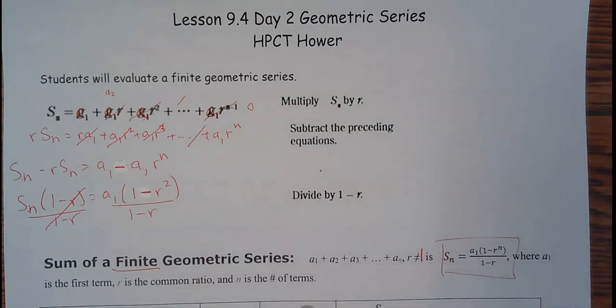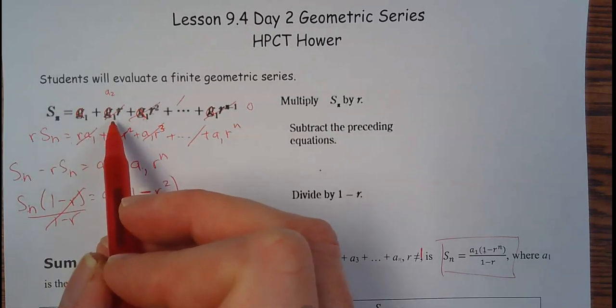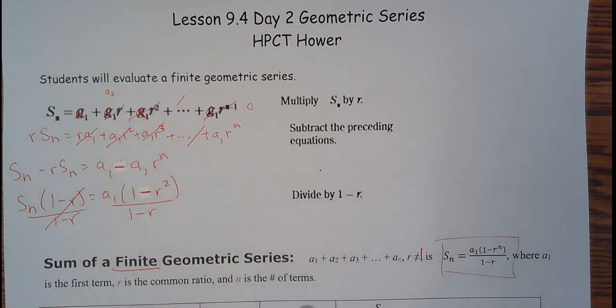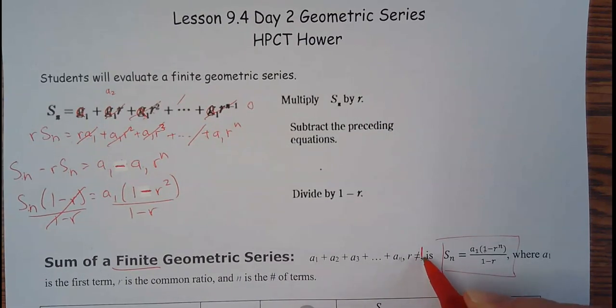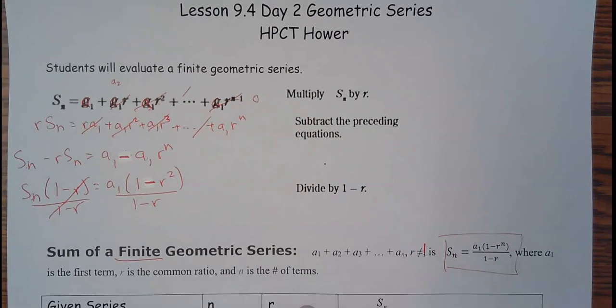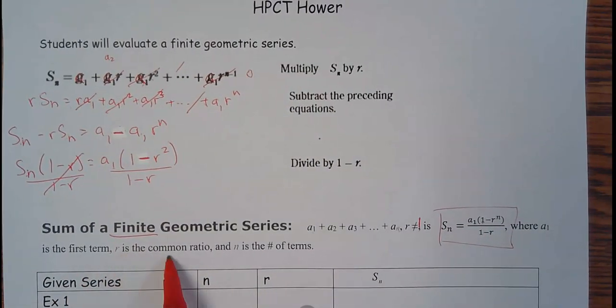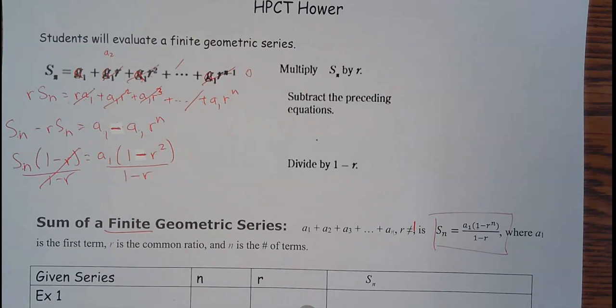r equals 1 is not geometric anyway, because you would have your first term, and the second term would also be the first term. If the first term was 5 and you multiply by 1, you'd have 5 plus 5 plus 5 plus 5. You just multiply by the number of terms if it's a finite series. So this formula wouldn't work for that, but as long as r does not equal 1, this formula works, where a sub 1 is the first term, r is the common ratio, and n is the number of terms.